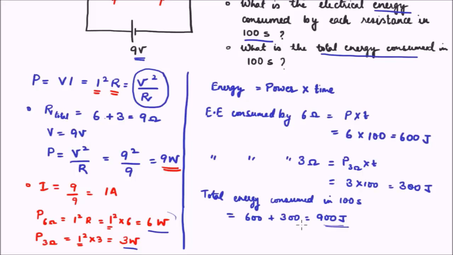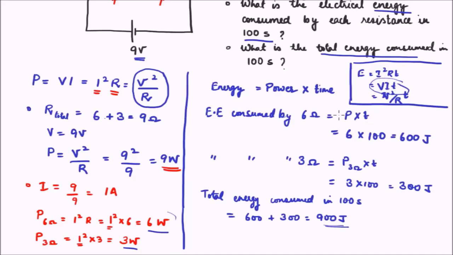This total energy consumed can alternatively be found out by using a different relation. What relation can be used? Let us write down the relations which we have for the energy. Energy can be written as I square RT, VIT, or V square divided by R times T. Now what we know is the current flowing through the system. That is the same current flowing through both. We know the potential difference applied and we know the time. So we can use this relation to find the total energy consumed. Let us calculate using this relation.